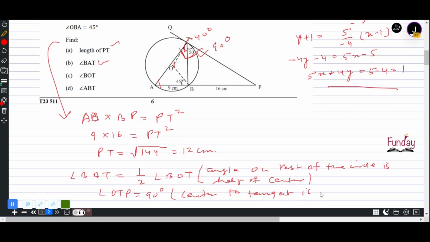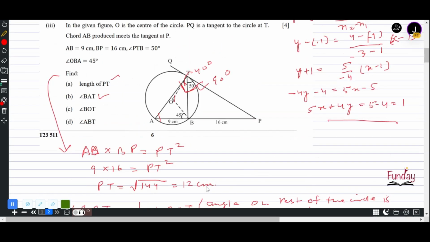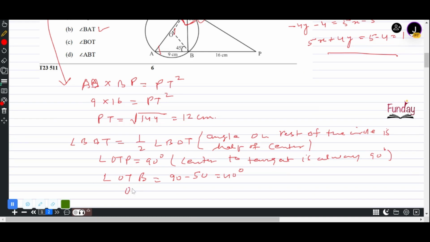Here the great thing is we know OTP is going to be 90 degrees because the tangent meets the radii. So OTP is 90 and the other angle is given there, which is how much? So angle OTB is equal to 90 minus 50 because we have BTP. BTP is 50 and OTP is 90, so OTB is 40. Now you are seeing that OB and OT are actually radii of the same circle, so they are equal. So in triangle OBT, if OB is equal to OT, then angle OBT is equal to angle OTB. Isosceles triangle, okay. So angle OBT is also 40 degrees. So OBT is 40, OTB is 40.